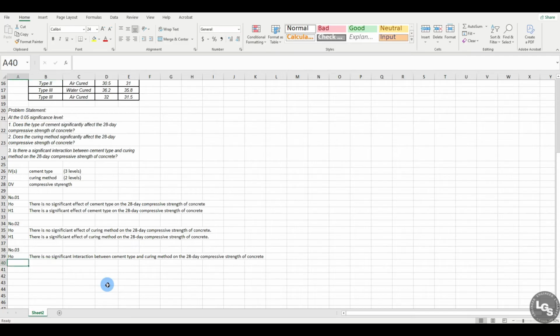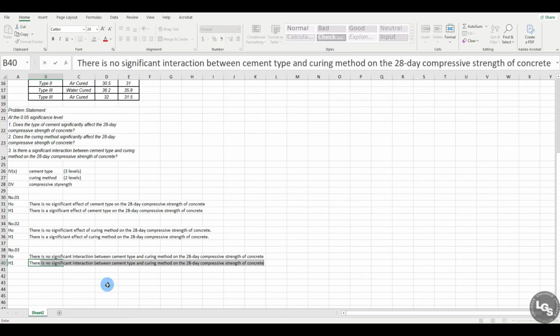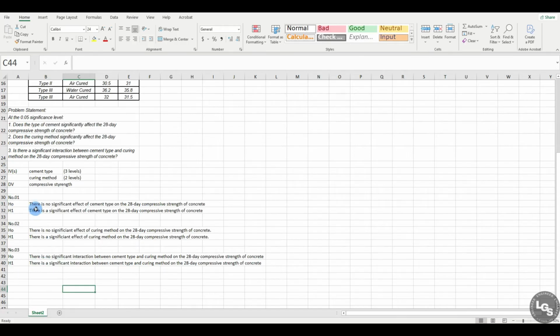And for the alternative, so we will negate the null, so that would be there is significant interaction. So there is a significant interaction between cement type and curing method on the 28-day compressive strength of concrete. So these are the three questions that we need to answer using hypothesis testing here in Excel.